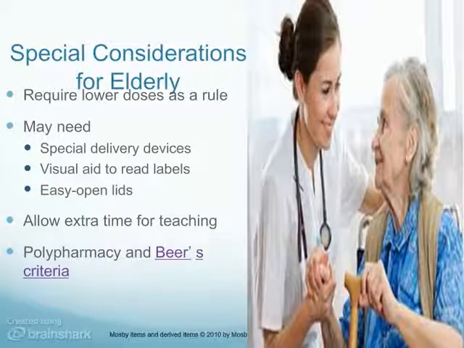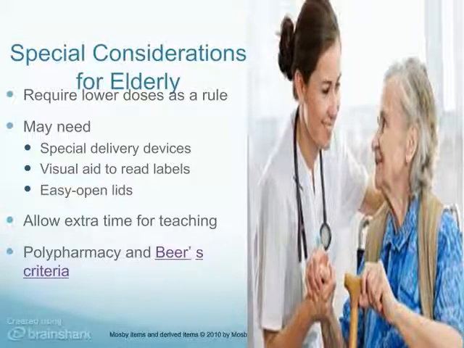Discussing further special considerations for the elderly, they may need a lower dose. They may need special delivery devices, things that they can read, because as we all get older, the printing seems to get smaller and smaller and smaller. So they may need visual aids to help them read the label, as well as those lids that open more easily, because trying to twist the lids off becomes more and more difficult as people age. And then when we do teach them about medications, we need to give them enough time to actually absorb the information and then come back and ask questions.